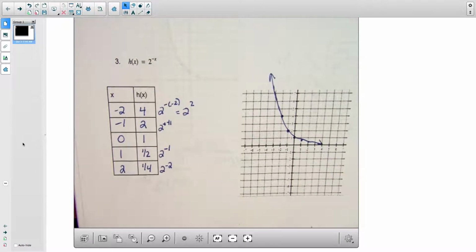So a negative exponent, what's it do to that graph? It reflects over the y-axis. Good job. Questions on that one?